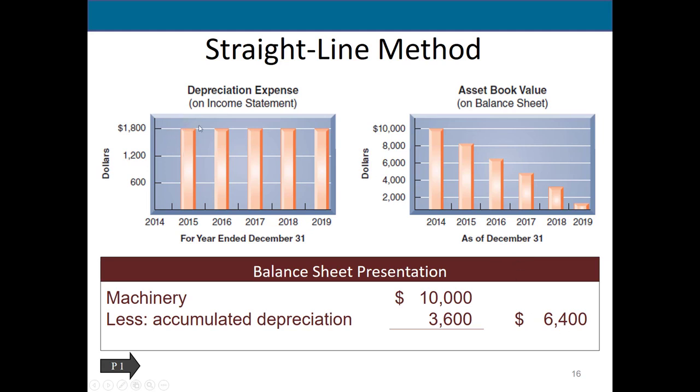See what's happened? The depreciation expense has been the exact same amount every single year, but then the book value on the balance sheet has declined by $1,800 every year until it gets down to the salvage value of $1,000, and that's where it stays.